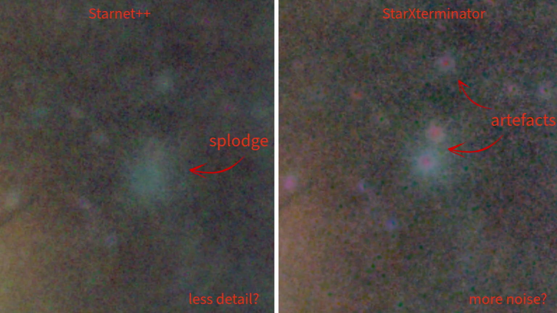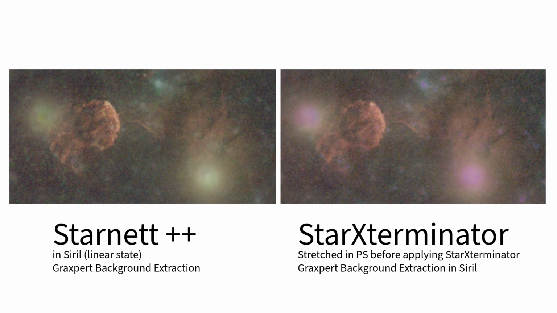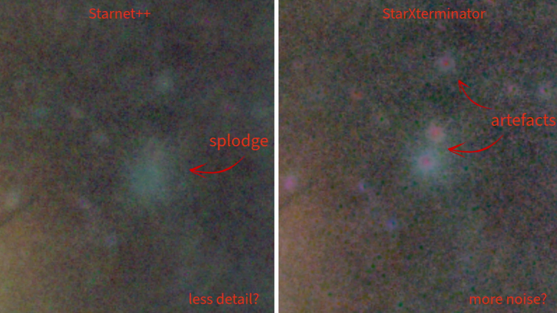But I do feel that the StarNet++ tends to cover up some of the nebula details because it makes those smudges. I also feel, from what I've seen in my images at least, that there does seem to be a little bit of extra noise produced in the StarXTerminator. I never really looked at this before, and I never really saw this before until I did these tests.